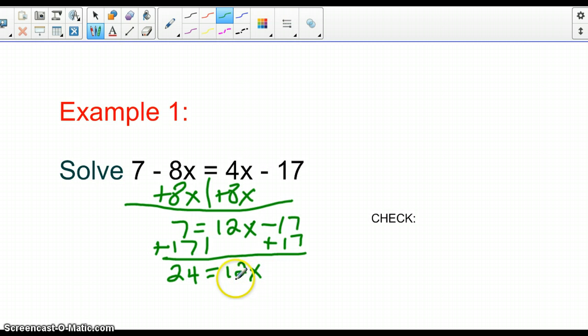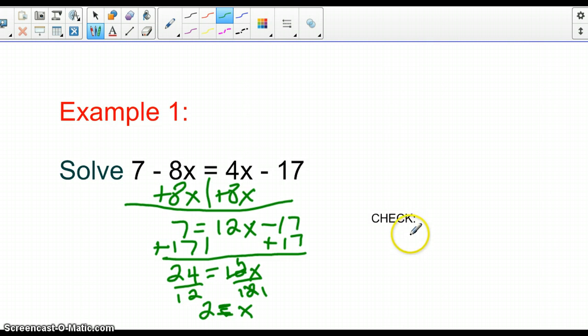And the last thing to do is look at this. x is being multiplied by 12. The inverse operation of that is divide by 12. This gives you 1 here, so you're left with 1x. And on the other side, 24 divided by 12 is 2.